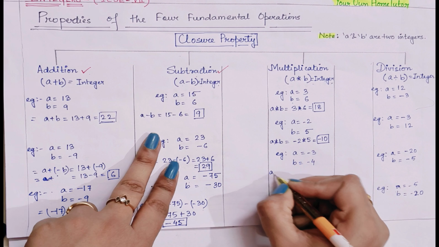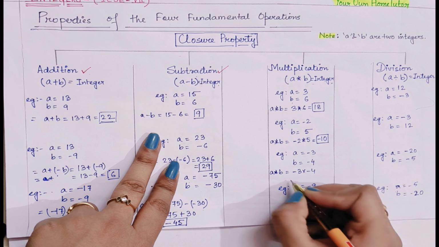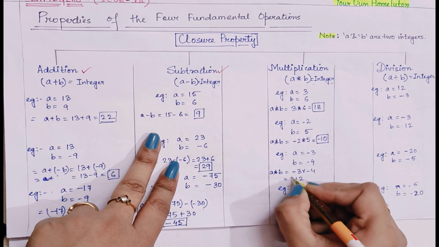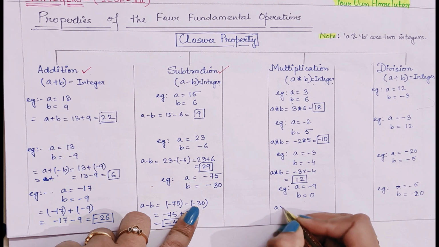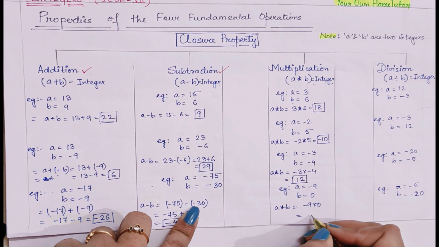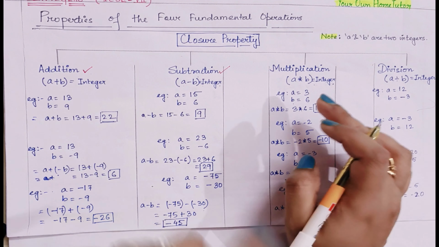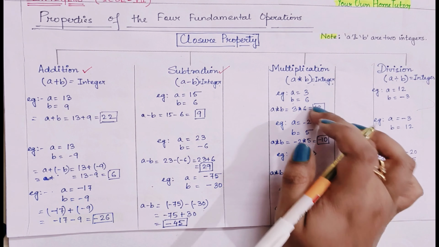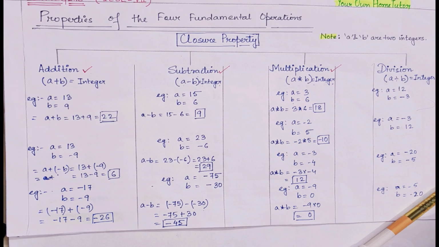Looking at the third example, it will be minus 3 into minus 4. Minus into minus multiplication will give me a positive integer, and 3 fours are 12. This is also an integer. Now a into b, a is a negative integer and b is 0. If I multiply these, then I get 0. So in all the 4 examples, we saw that if we are multiplying 2 integers, we are getting the product which is also an integer. So the closure property holds for multiplication as well.